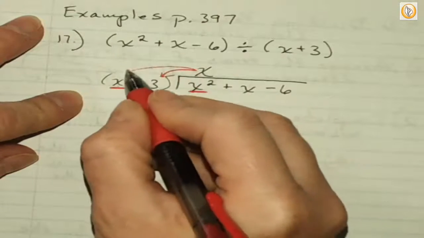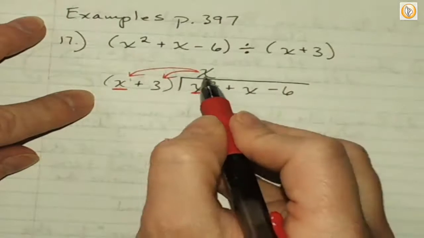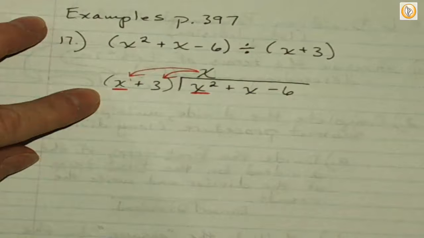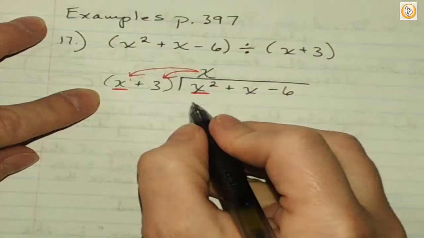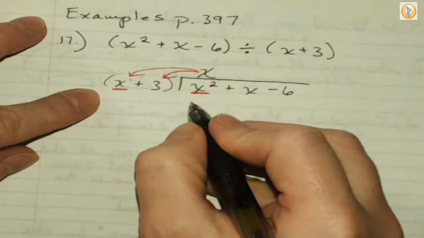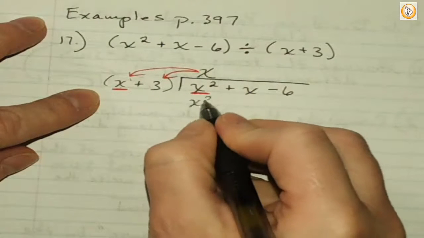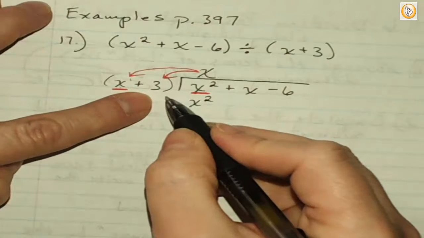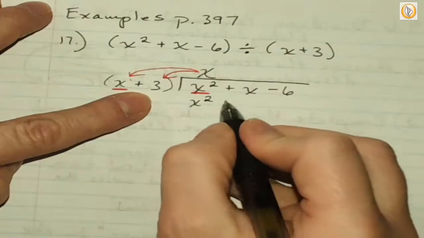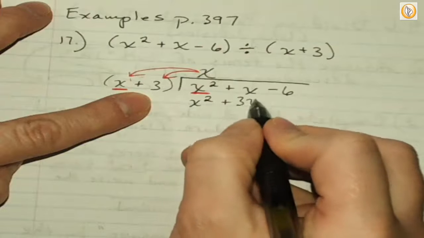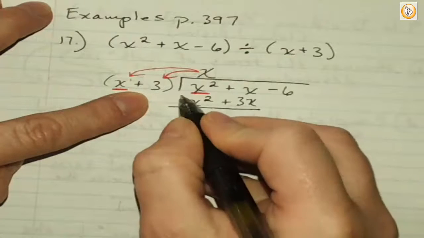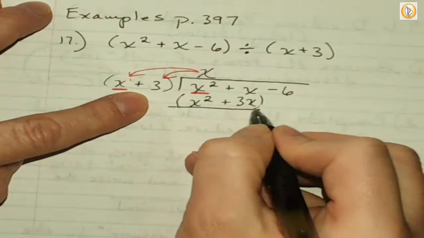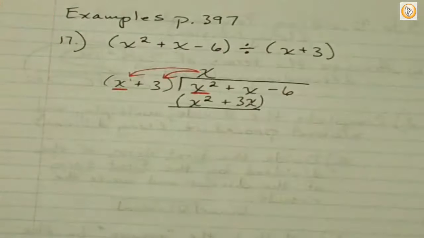So we're going to multiply it by everything here. So what is x times x? Anyone? X squared. Write it underneath. What is x times 3? 3x. Put it in parentheses. And then let's pause. Any questions before I move on?